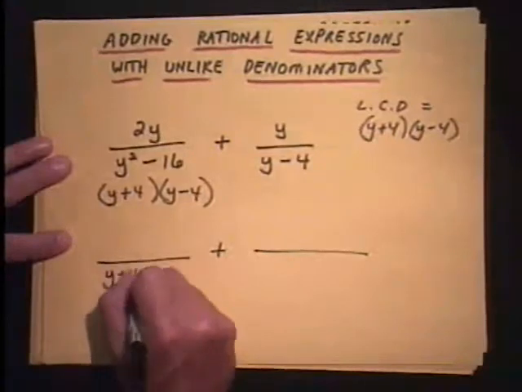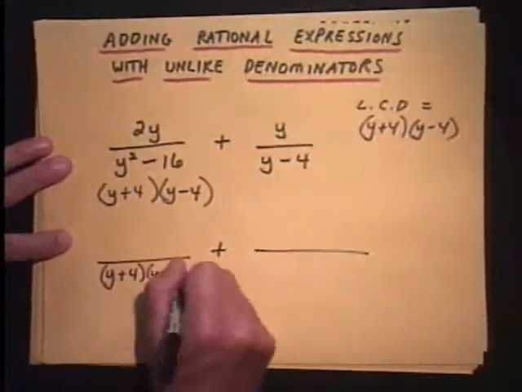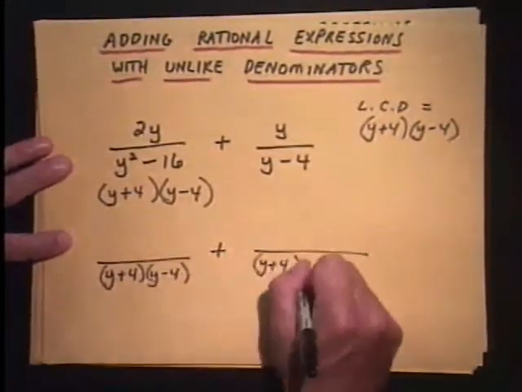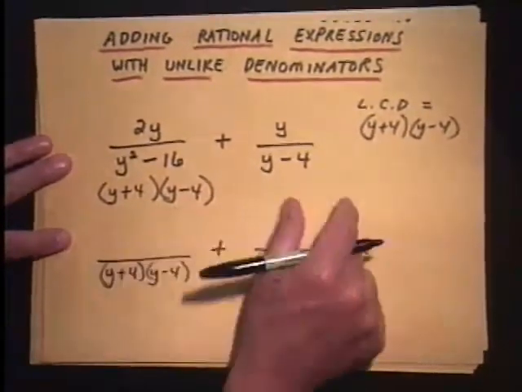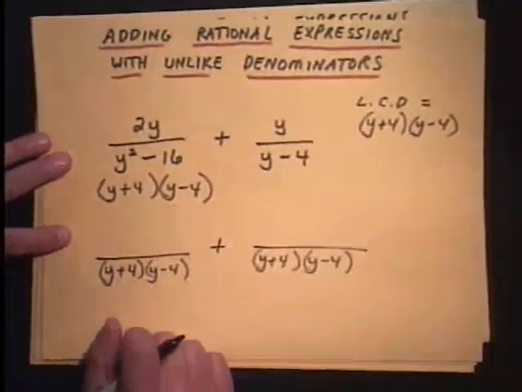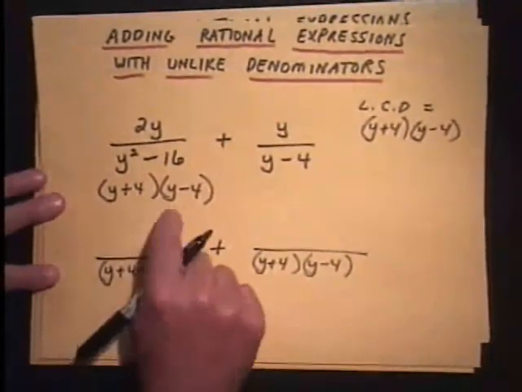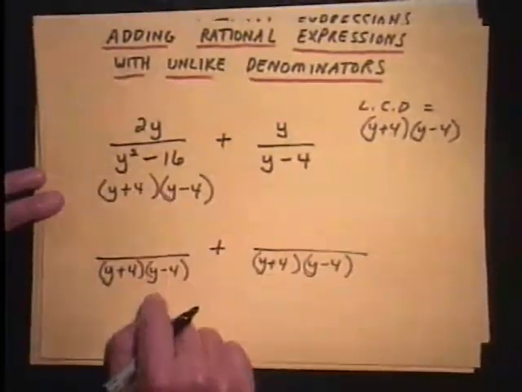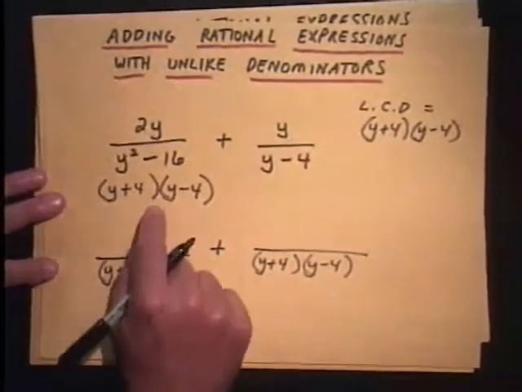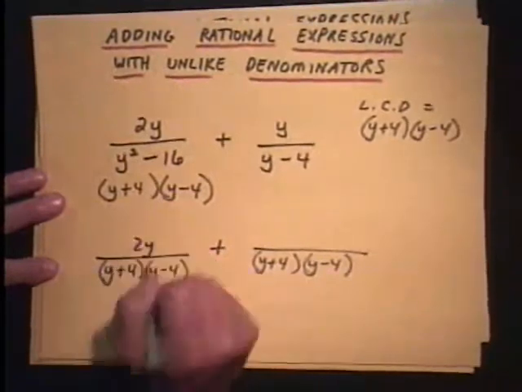So we'll go ahead and set up the shell. Y plus 4 times y minus 4. All right, so we want to get both of these fractions with this common denominator. And how to do it? Well, what does this denominator need to be multiplied by to become this one? Nothing. 1. It's the same thing, so if the bottom's the same, the top stays the same.